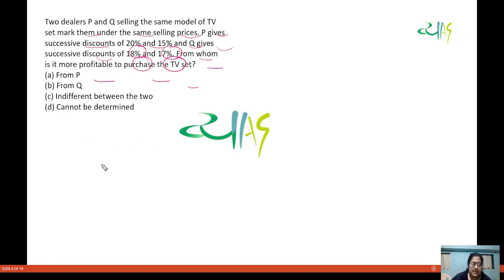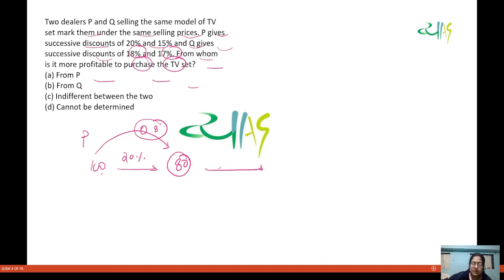Okay, so basically we are starting with 100. So if on 100 P is giving a 20% discount, what are you getting? If you are giving a 20% discount on 100, you are getting 80. So that means in the first step we are multiplying by 0.8. This is also a way of seeing things, because if 20% is gone, 80% is left. And then it is giving a 15% discount. So 85% is left. Okay, so you can also multiply by 0.85.